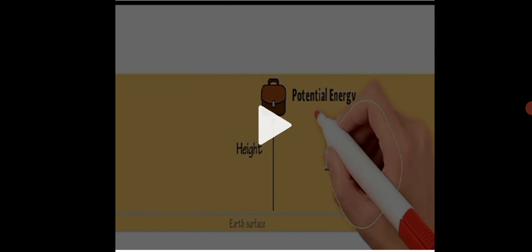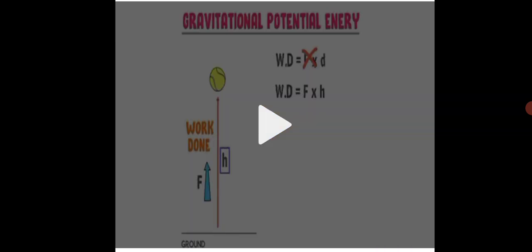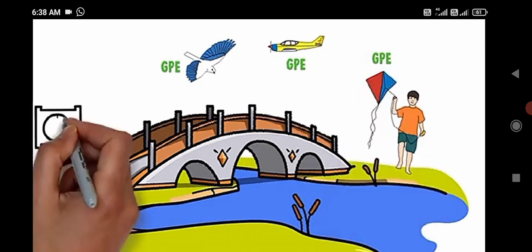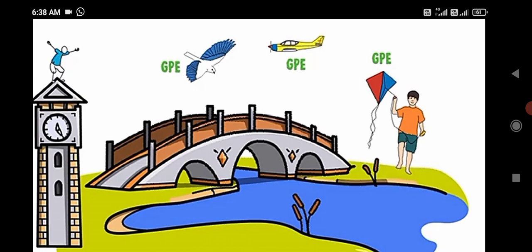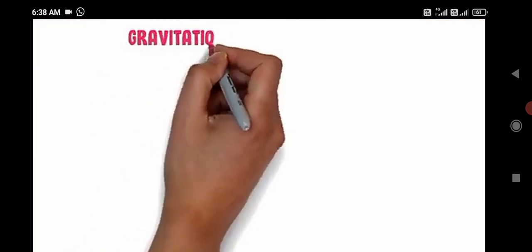Next, we are going to see in detail the derivation of the potential energy. First, consider so many objects which are flying, like a kite, or a person who fell down from a clock tower, or a bird flying, or a plane flying, or a kite flying from a bridge. What type of energy is stored in these events? Gravitational potential energy. So here we have to discuss the derivation of the gravitational potential energy.